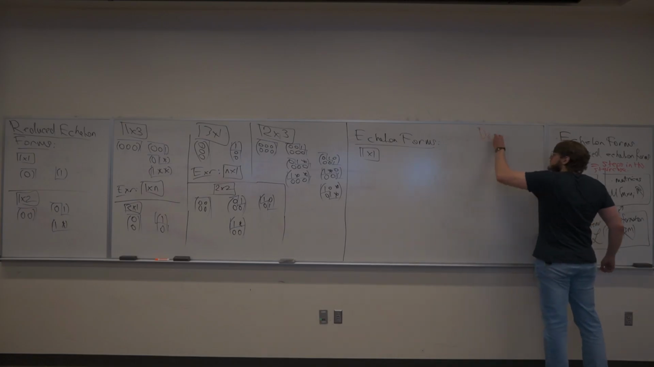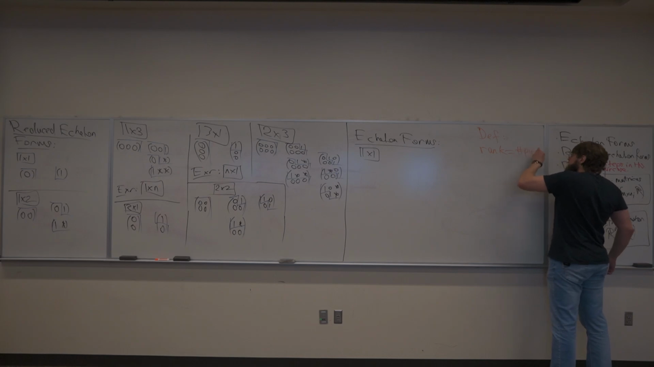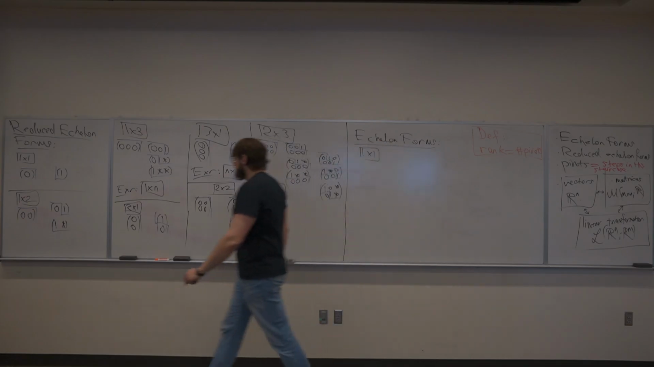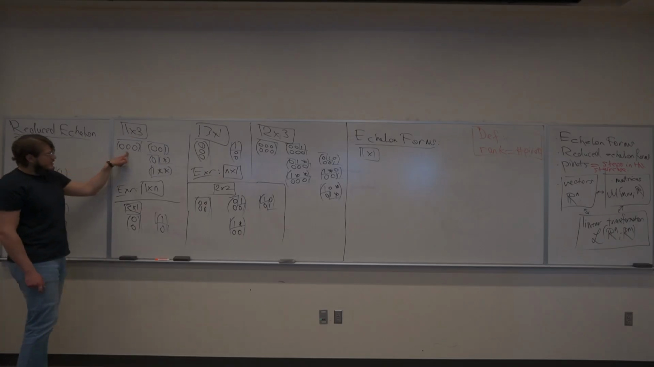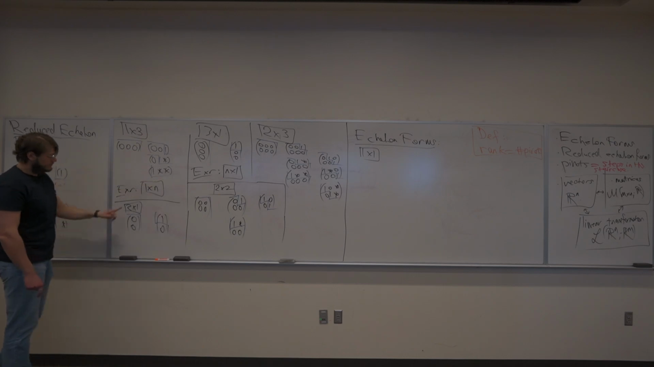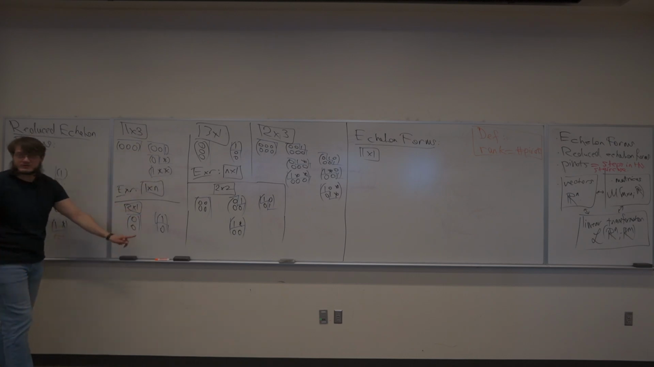So, definition: rank is the number of pivots. This is the R number. So I'm saying, oh, this has R number 0, this has R number 1. 0 steps, 1 step. Okay? Both of these have R number 1. R equals 0, R equals 1 for each of these. R equals 0, R equals 1 for this.